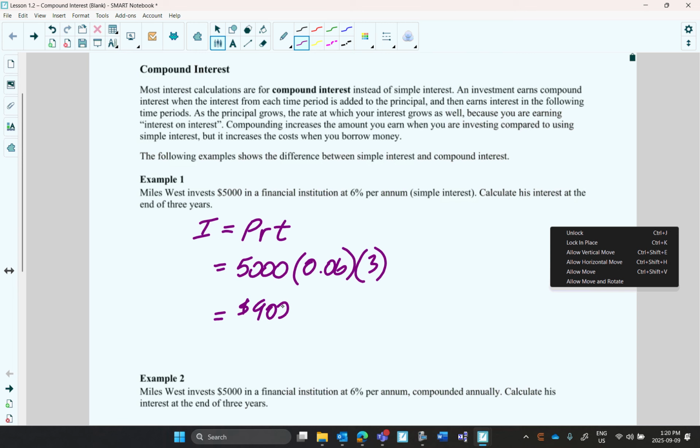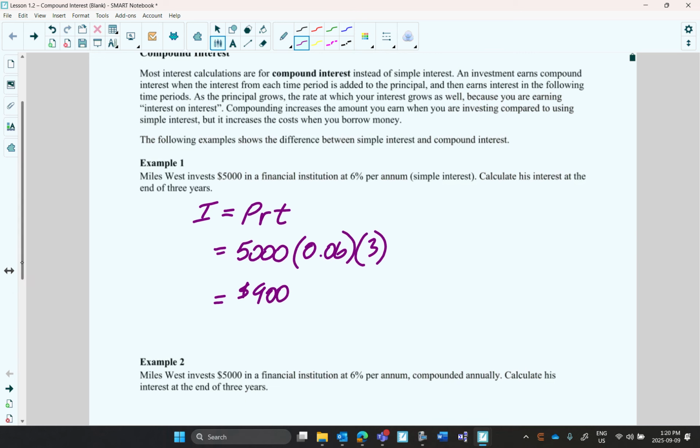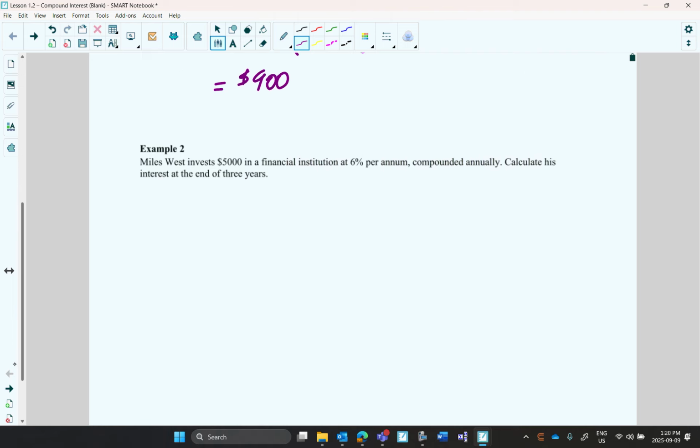Compound interest, though, is a little bit different. You don't get the same interest every year. You actually get a little more each year because it takes the money that you got from interest, puts it back into the investment, which means there's a bigger amount to calculate interest on. So it's called like interest on the interest. And this will make sense if I do this. Let's have a look here.